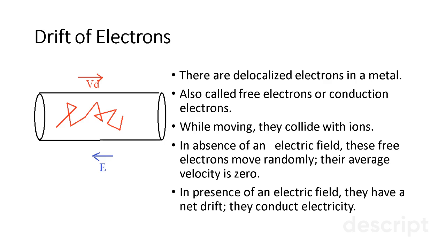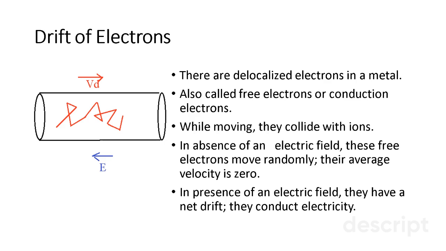In the absence of an applied electric field, these free electrons move completely randomly. Therefore, their average velocity is zero. But when a potential difference is applied, such as by connecting a battery across the ends of a metallic conductor, then there is an electric field. This electric field exerts electric force on the electrons, so these free electrons are accelerated. Since electrons are negatively charged, their acceleration is opposite to the direction of the electric field.